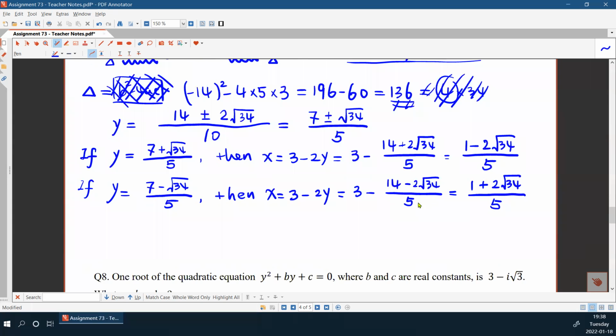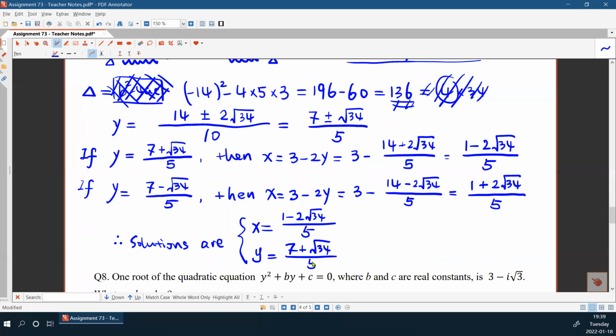So as you can see, there are two sets of solutions. Now we need to write the solution. Therefore, the solutions are, okay, first set: x is (1 minus 2 square root of 34) over 5, then y is (7 plus the square root of 34) over 5. Or the other set is x is (1 plus 2 times the square root of 34) over 5, and y is at the same time (7 minus the square root of 34) over 5.